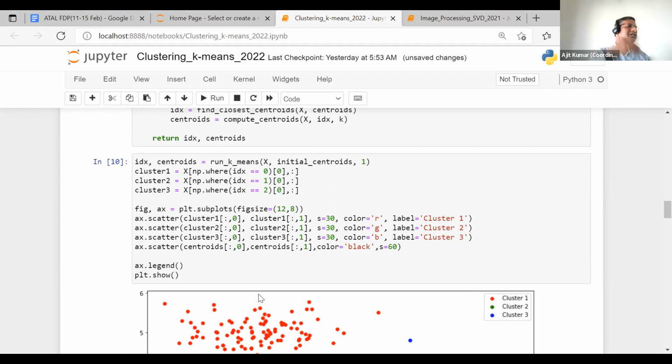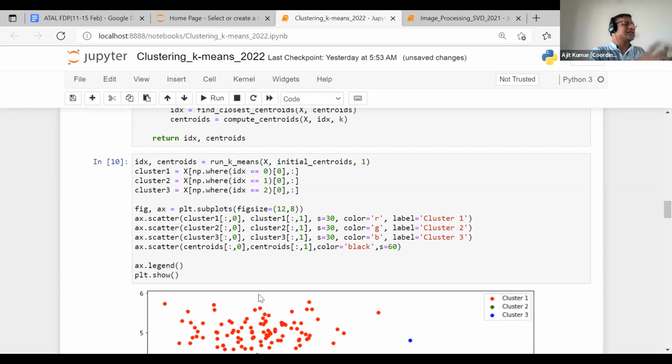And then again repeat this process. Keep on repeating this process. You will get these clusters, 3 clusters in this case, and that is what is called clustering. This is called k-means clustering. There are other different clustering techniques. This is one of the most popular ones, k-means.